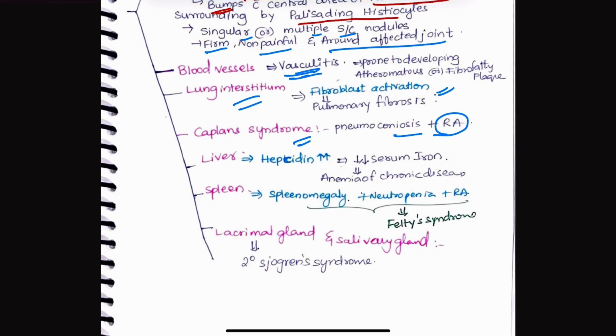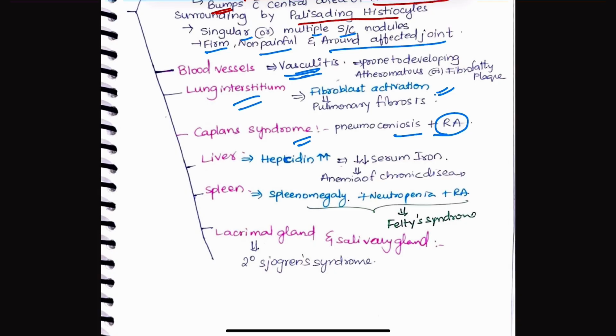Okay, when these interleukins reach the liver, they cause the elevation of the hepcidin. This hepcidin will cause a decrease in the serum iron, which will lead to anemia of chronic disease. In any chronic disease, the inflammatory markers will go and cause elevation of the hepcidin, which will further decrease the serum iron and lead to anemia.